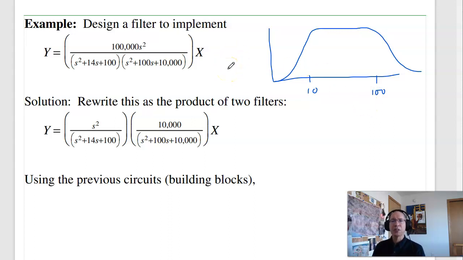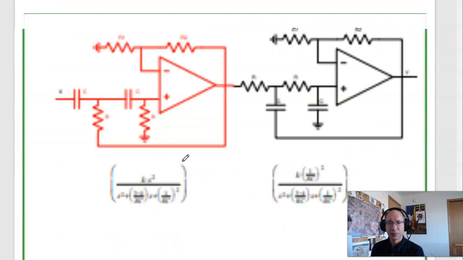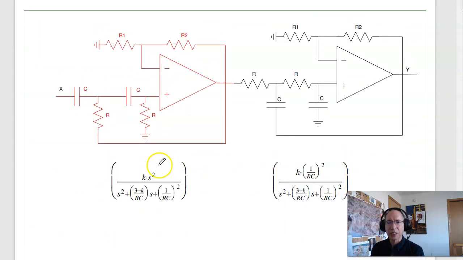Come up with a circuit to implement that. Well, again, we don't have a circuit to implement that, but what I can do is separate this into two terms. I'll pull the S squared over here, the 10,000 over here. Now this is one circuit. This is the low-pass filter with two zeros at S equals 0. This is the low-pass filter with no zeros at S equals 0. That's going to look like this.